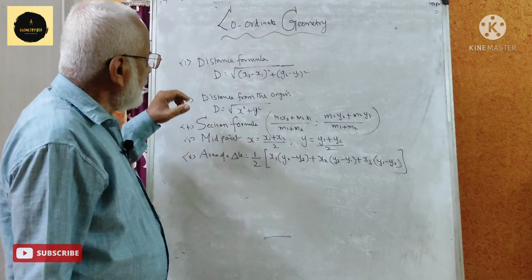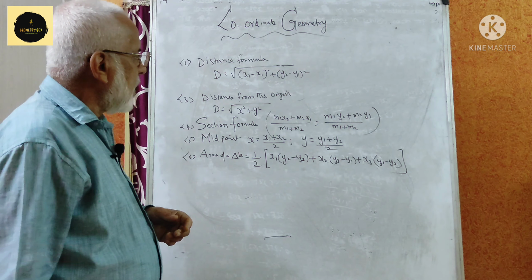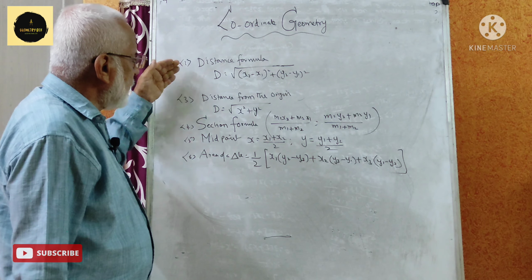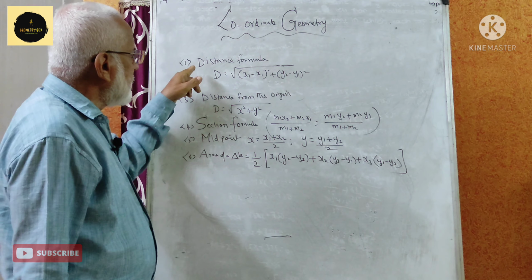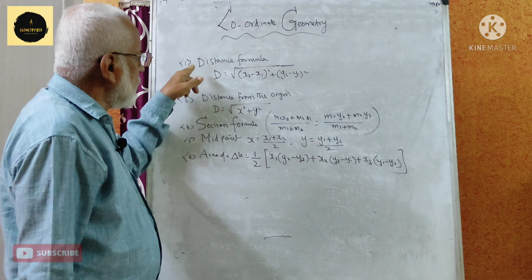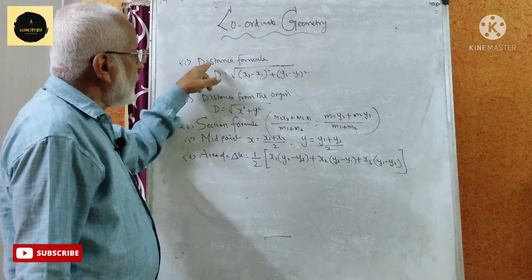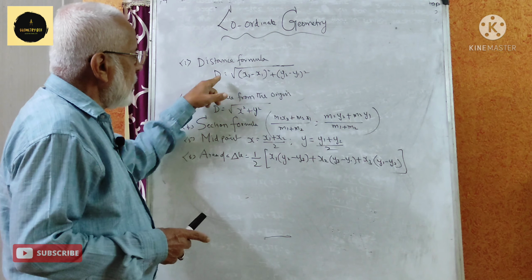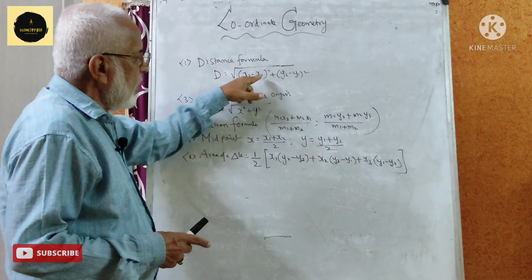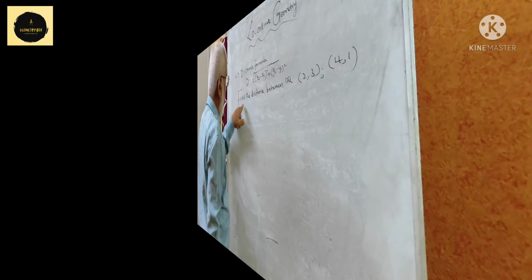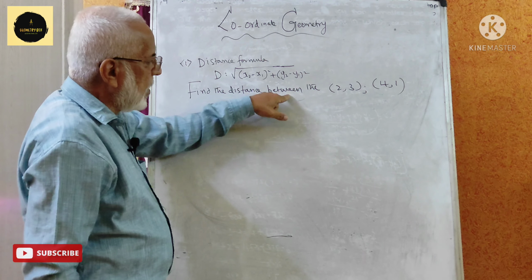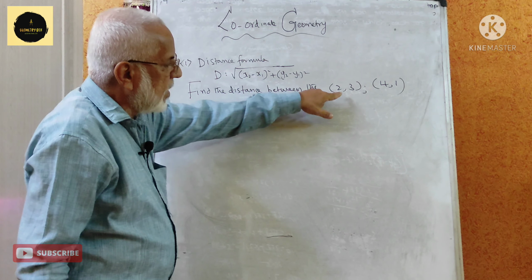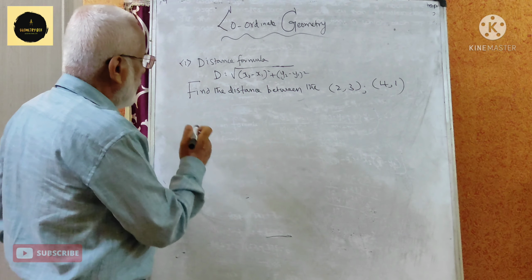First of all, we can do some examples or exercises according to the formulas. Today I want to do one problem on the basis of the distance formula. Now we know the distance formula, that is d is equal to the square root of (x2 minus x1) whole square plus (y2 minus y1) whole square. Find the distance between the points (2, 3) and (4, 1).